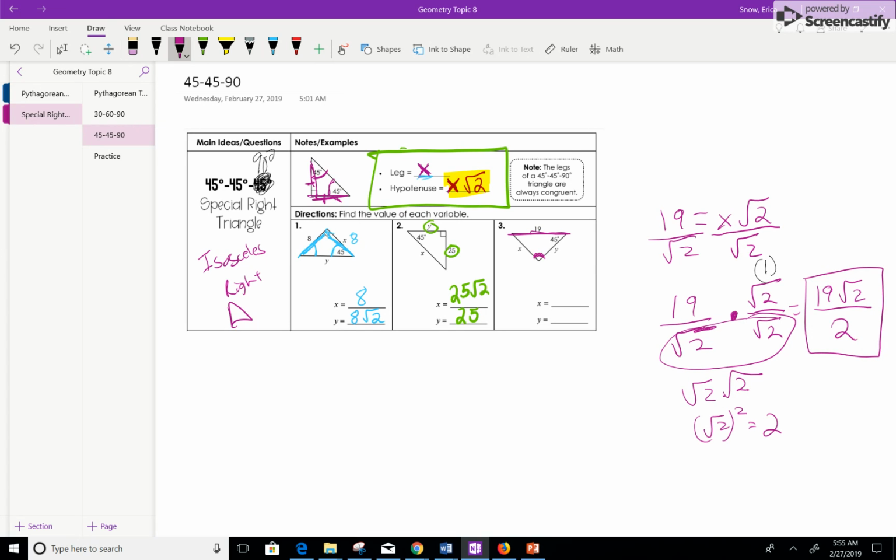And so if they give you a whole number for your hypotenuse, then your legs are going to be that hypotenuse times square root of 2 over 2. So this is the pattern that you're going to look for. And then again, x and y are the same. So we get 19 root 2 over 2, and then 19 root 2 over 2.